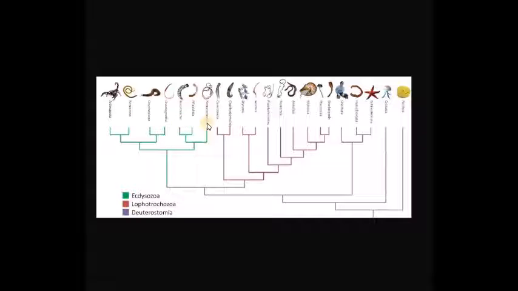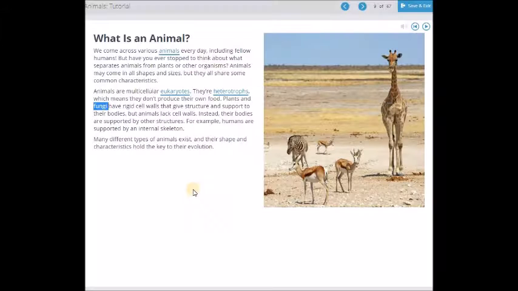I mean, there's just so much diversity that goes on in the animal kingdom, and so there's no single rule other than they're multicellular, they're eukaryotic, they're heterotrophs, and they don't have cell walls. That's about the only characteristics they share.